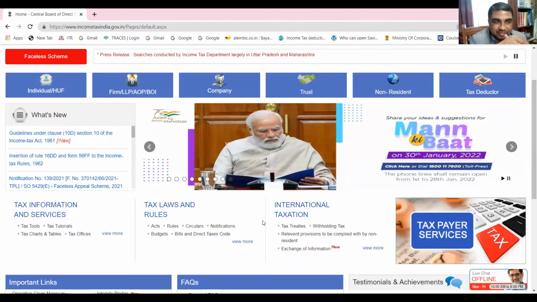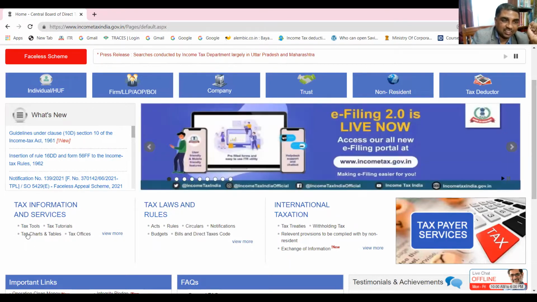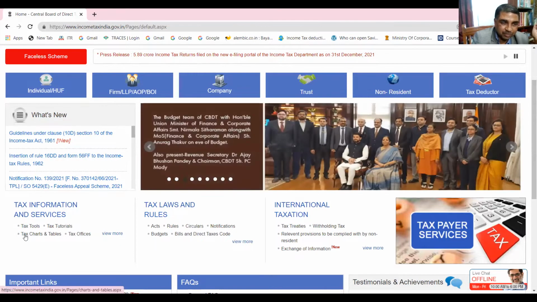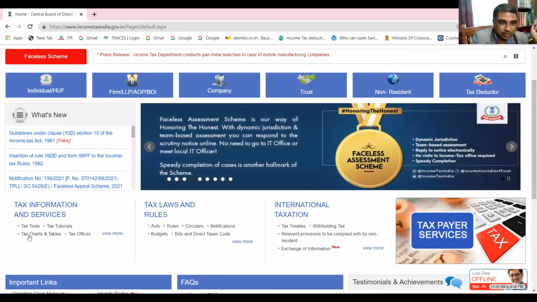The tax charts and tables, I think. Very good. So you see here there is a link, tax charts and tables. You can refer here to understand what the rates are. I can find the rates from the Finance Act also, but it is easier to go here. Through these tax tools, I can also calculate the tax amount, but rates will not be there. So let me go here, tax charts and tables.